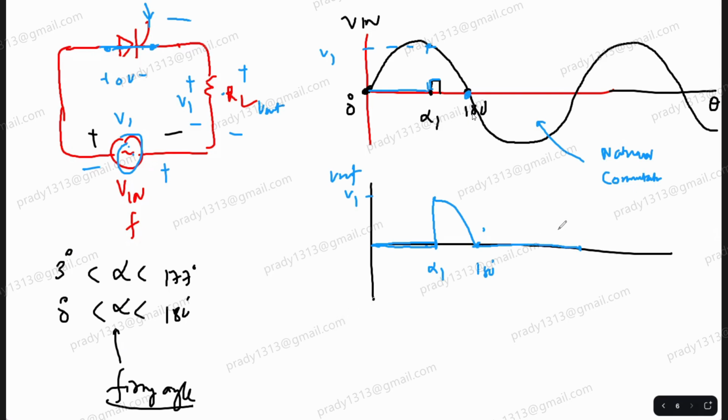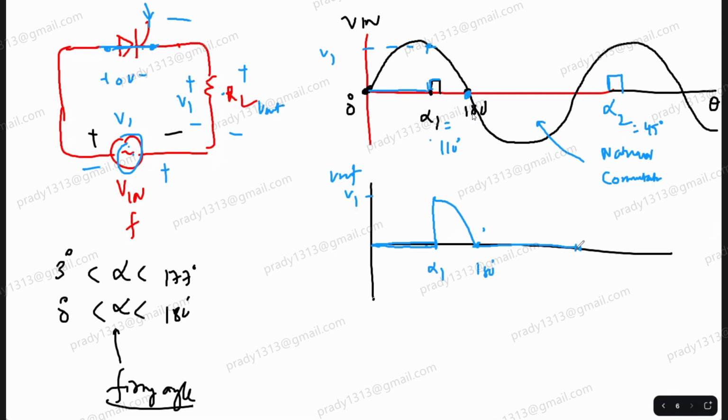0. In the next cycle, if I do not apply the gate signal, will it turn on again? No, sir. Let's apply it at a lower firing angle. Here, let's say I applied it at 110 degree. Let's apply it at 45 degree. So which is greater angle, alpha 1 or alpha 2?